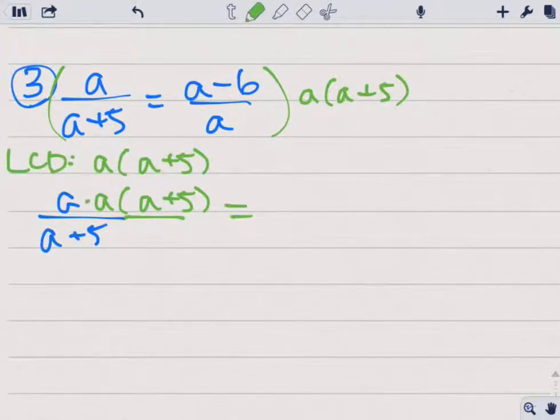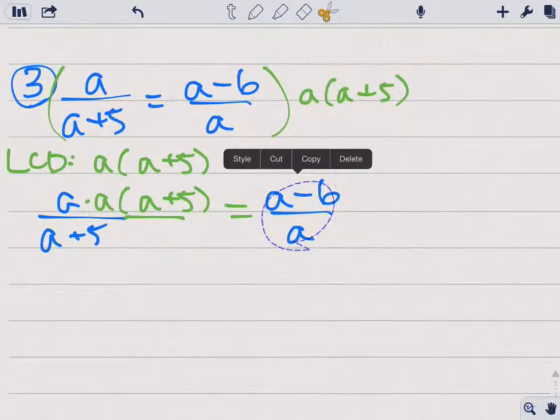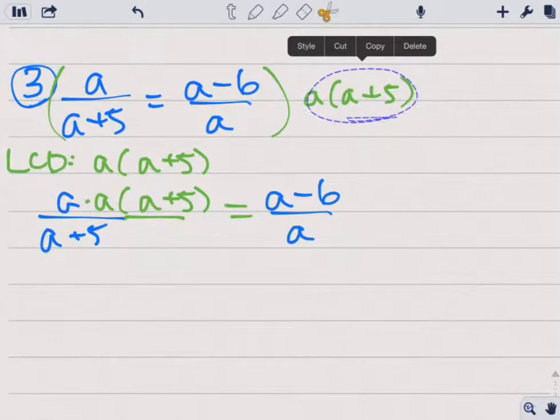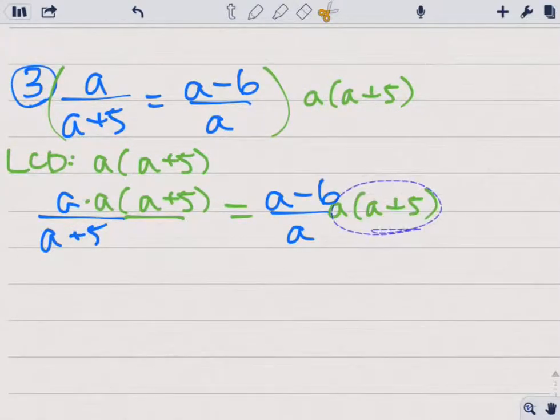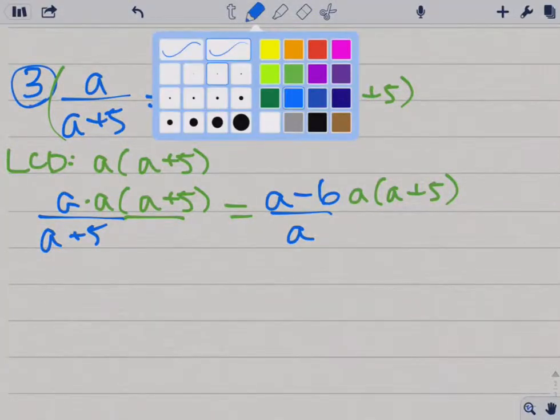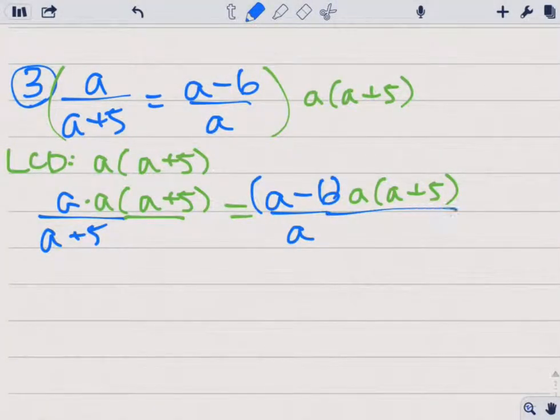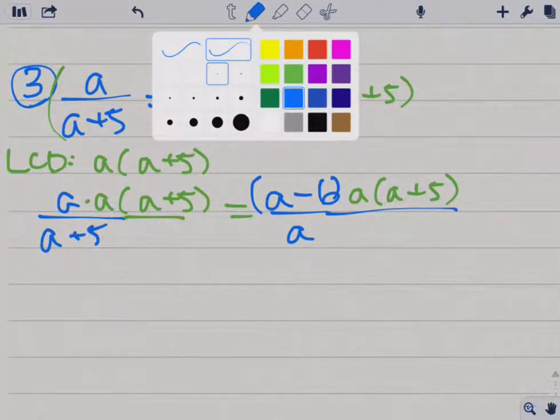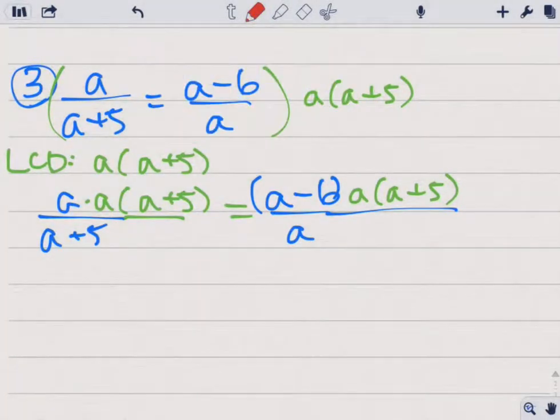Okay, equals. Now this stuff, same stuff there, and I have this stuff on top. I'm going to add a few things like parentheses here and take that over. Okay, so stuff cancels now. A plus 5 cancels, and a cancels.